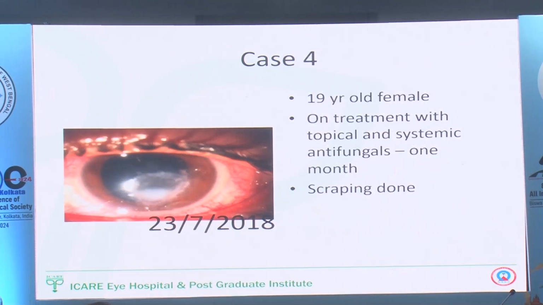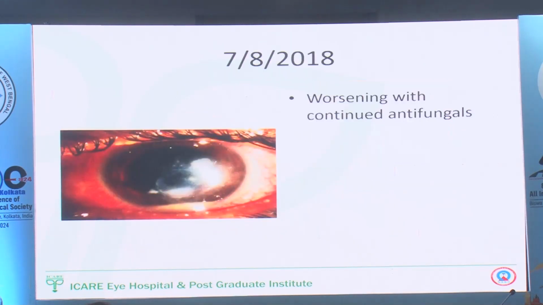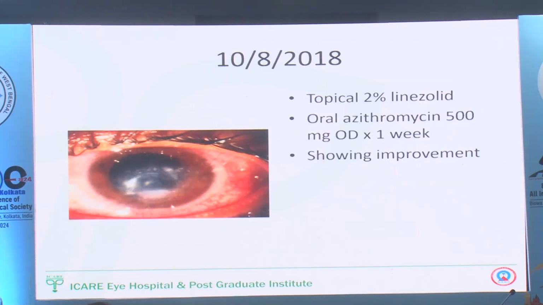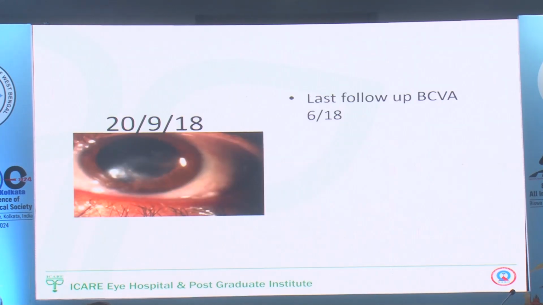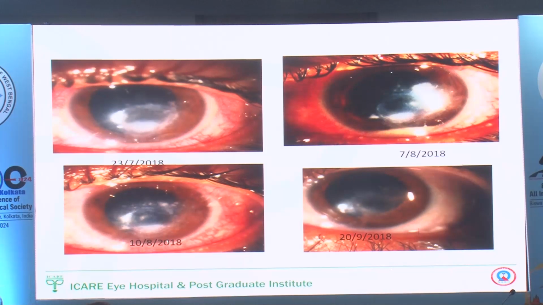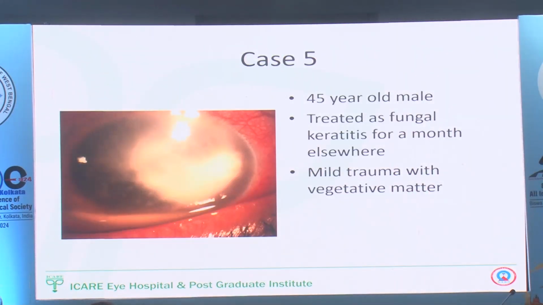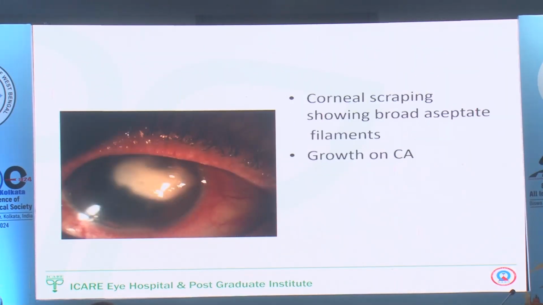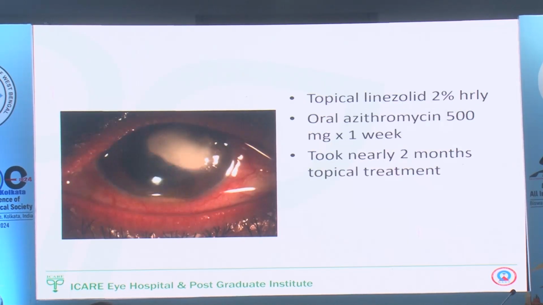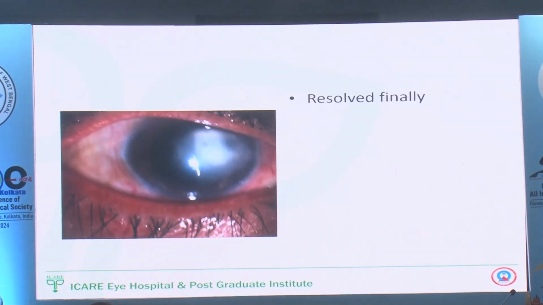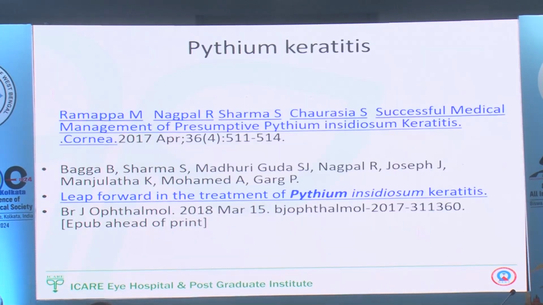This is important. Here you can see a patient who was treated on antifungal but had broad sparsely septate hyphae, worsened with antifungal, and on topical linezolid with azithromycin she showed improvement, so it was Pythium keratitis, where you can see these tentacles, guttering, that is very important to note. And also in a similar patient who was mistaken for fungal keratitis, showed broad aseptate filaments, and it resolved finally. This was another case of Pythium keratitis.